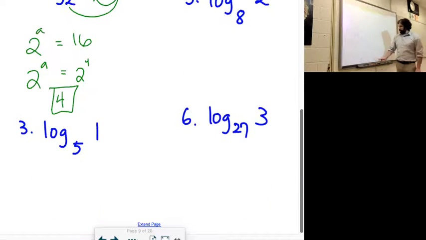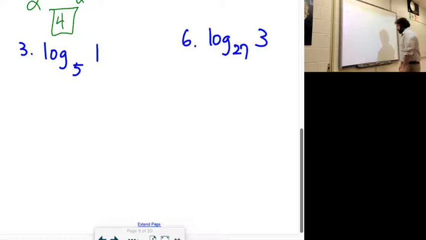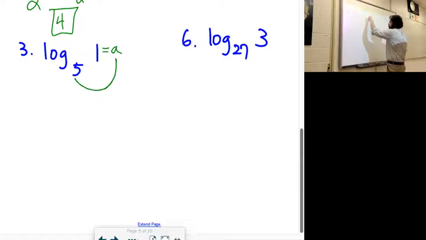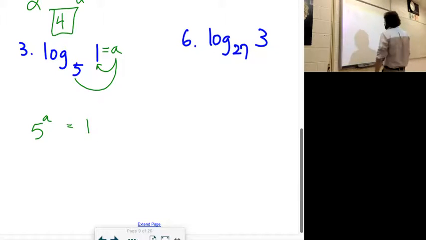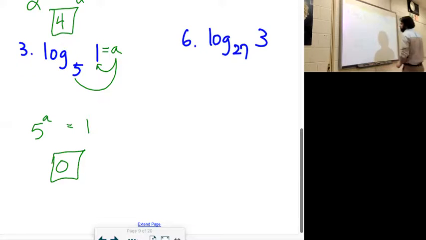Number 3 can cause a little trouble for some of us. Log base 5 of 1 equals, right? So I'm going to just say a right now. Again, convert it to exponential. 5 to the exponent of a is equal to 1. Now here we can't rewrite them in the same base, but you have to understand that 0 exponent property, right? Any number other than 0 raised to the 0 exponent is always equal to 1. So then in this case, a must be equal to 0, or just 0, as our answer.